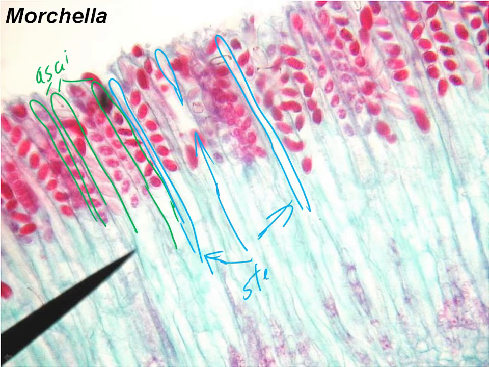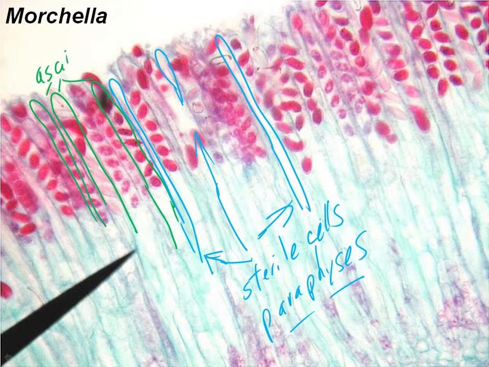These are sterile cells. And they occur beside the asci, and the asci are bags or bladders. And so these cells are called cells beside the bladders in Greek. And you might know that the folks from my lab already know this term from labeling the conceptacles in Fucus: paraphyses. Paraphyses. So para, beside, physis, the bladder.